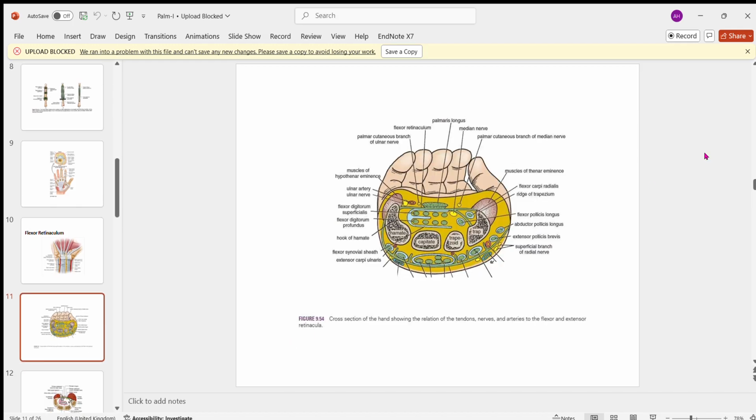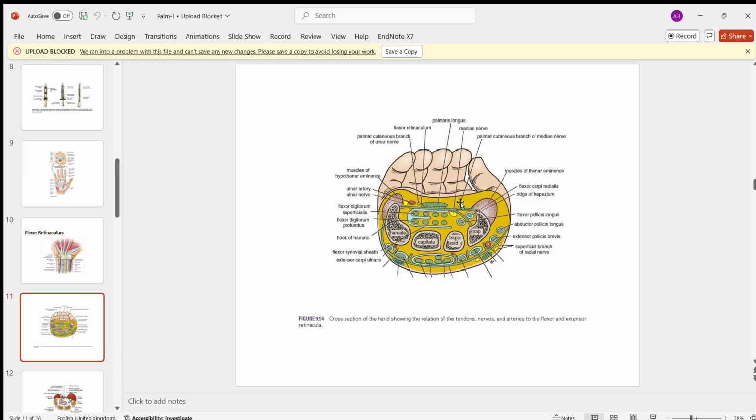In this cut section, we can clearly see the structures that are passing above and below the flexor retinaculum. So this green structure is the flexor retinaculum. The structures that are passing above are the palmaris longus tendon, the palmar cutaneous branch of median nerve, the palmar cutaneous branch of ulnar nerve, and the ulnar nerve and ulnar artery themselves. So these 5 structures are passing above the flexor retinaculum.